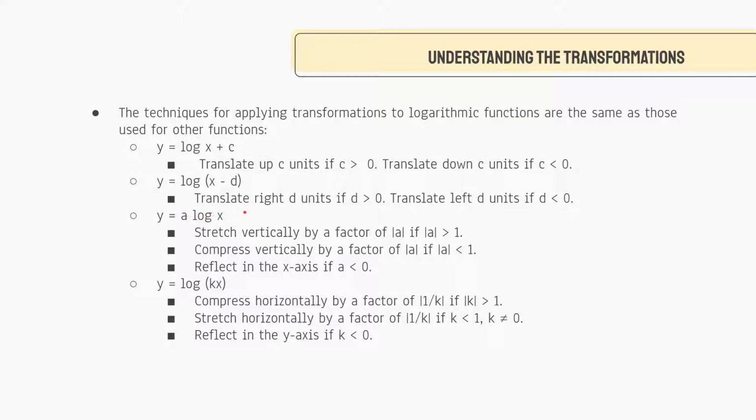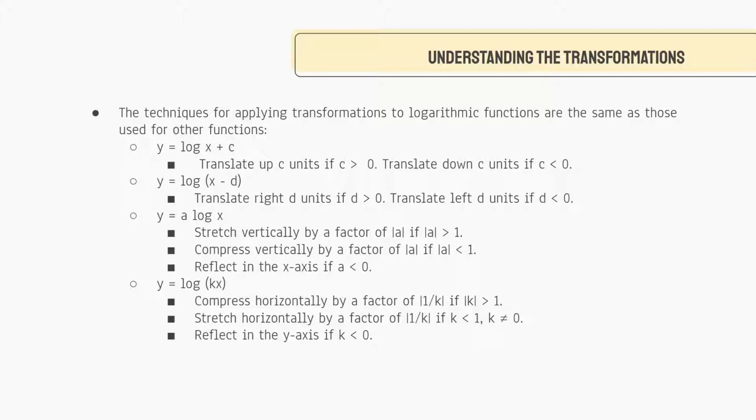Our a value, surprise, is still the same thing. We're still talking about vertical stretches or compresses. So if the absolute value of a, and it's important that it's the absolute value, is greater than 1, then we are stretching vertically. If the absolute value of a is less than 1, then we're compressing vertically by a factor of the absolute value of a. And if a itself is just less than 0, so it has a negative in front of it, that means we're reflecting in the x-axis.